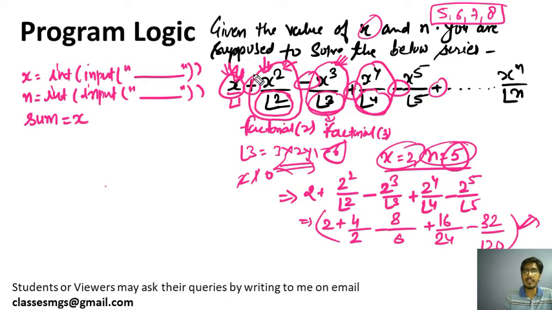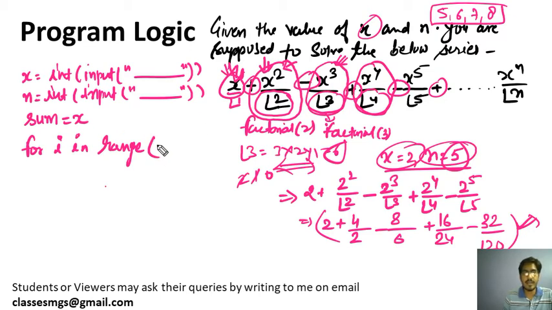Now I will iterate the loop from 2 onward up to n. So for i in range, this logic I have already explained, how to build this logic for even or odd terms. In case of even, we are going to add, in case of odd, we are going to subtract.